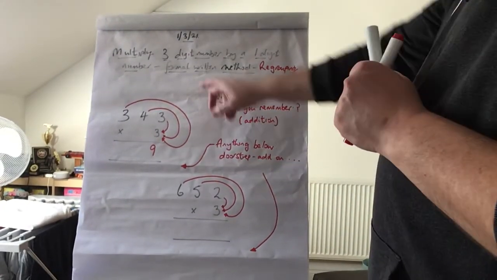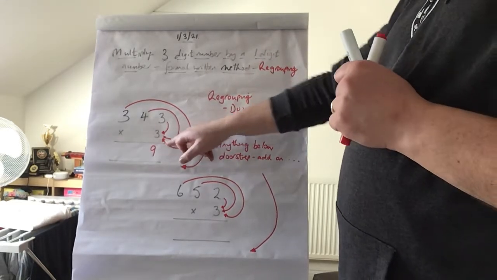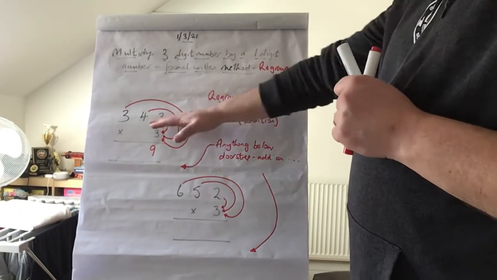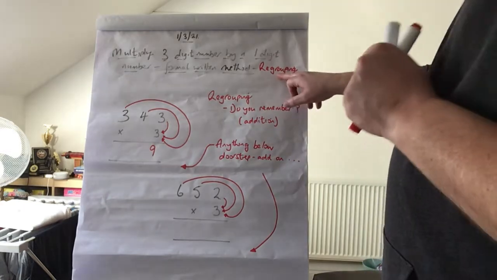We are today multiplying a 3-digit number by a 1-digit number using the formal written method. You'll see how simple it is if you follow the simple rules. There might be elements of regrouping.